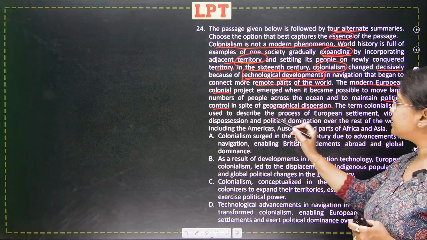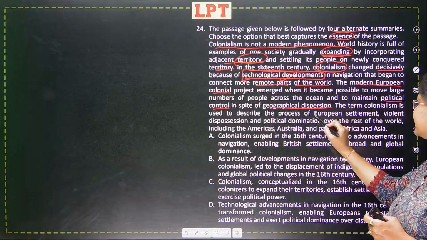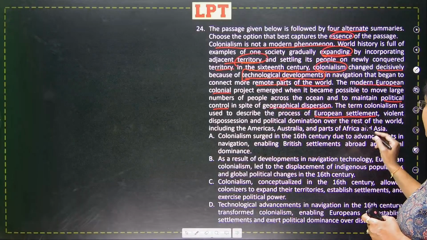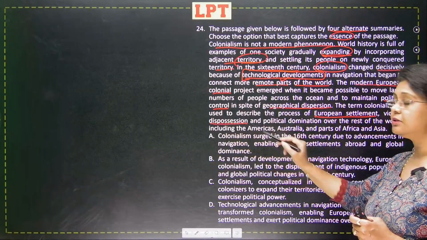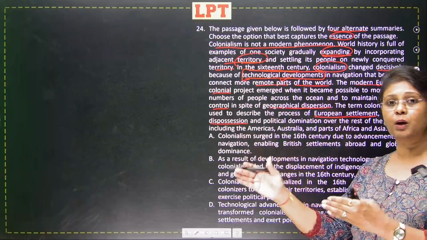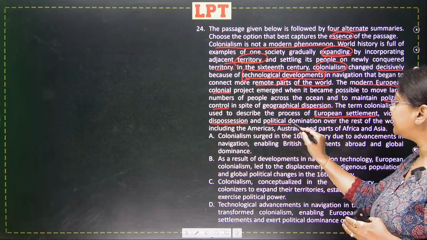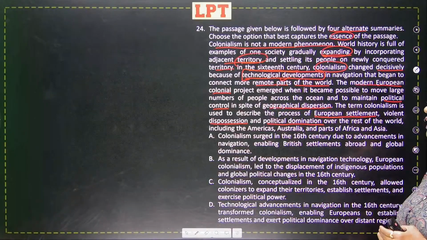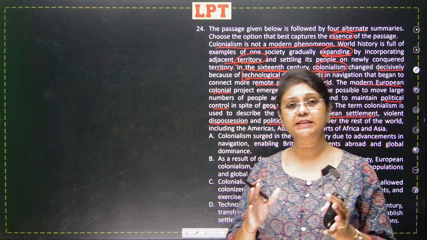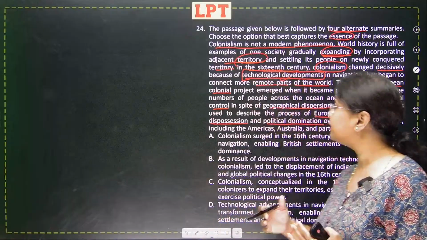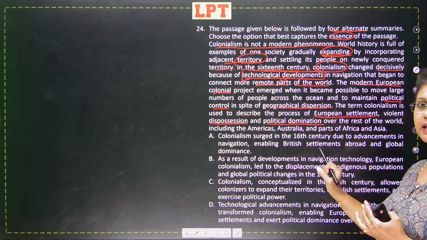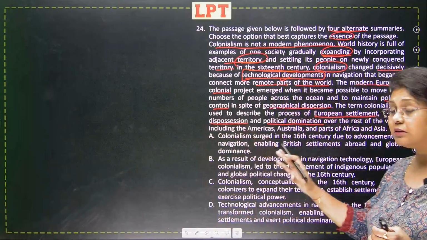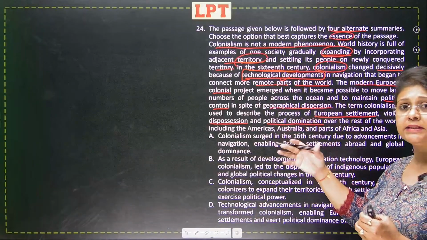The term colonialism is used to describe the process of European settlement. So we are precisely talking about European settlement here. Violent dispossession, that is moving people from one area to another area, and political domination over the rest of the world, including the Americas, Australia and parts of Africa and Asia. So this is basically understanding what are the important details here. We started with the first half, we ended towards the second half, and there are certain details which are important. The ones I have highlighted here are the main points that we are discussing.